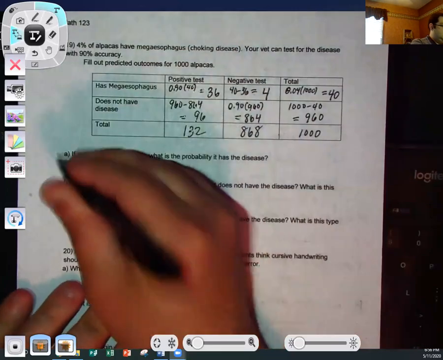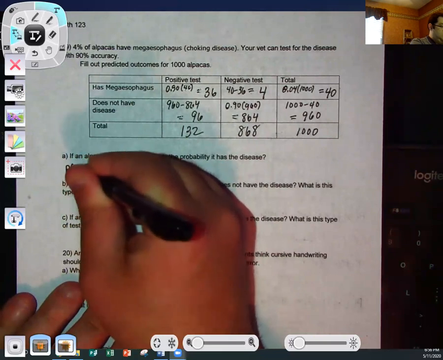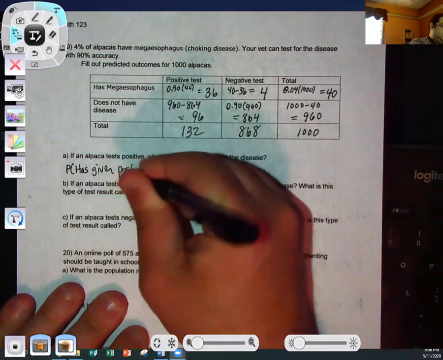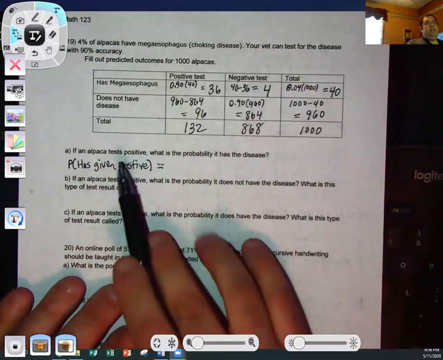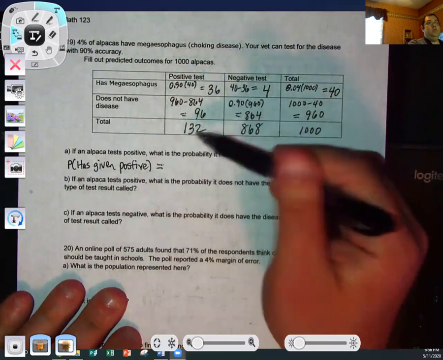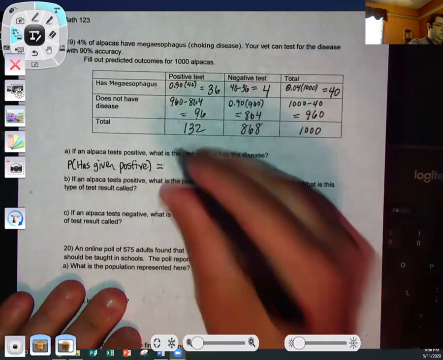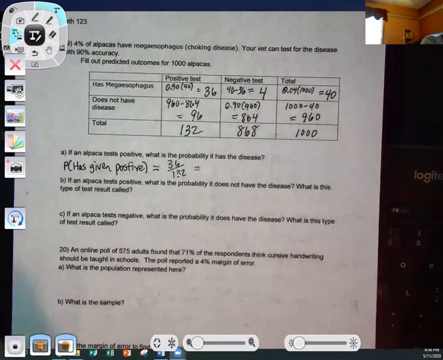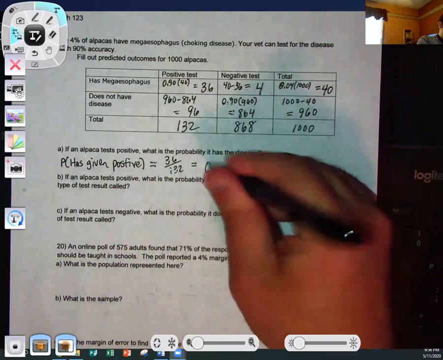Okay. So we want to calculate the probability of it has given a positive result. So because we are looking at, they've already tested positive, we're only going to look at the positive column. So how many have it? 36 out of 132. So the probability would be 36 out of 132, which if we round it to 3 decimal places would be 0.273.